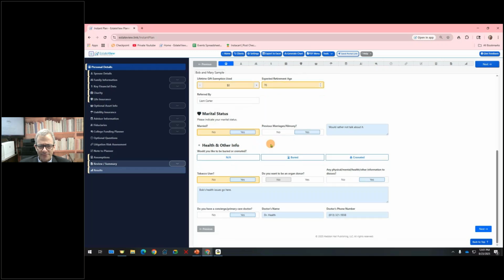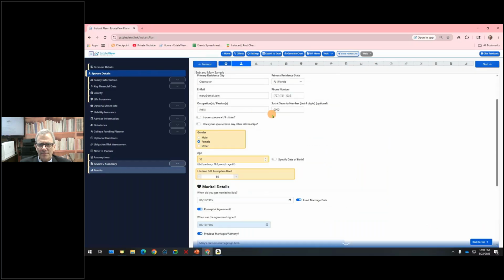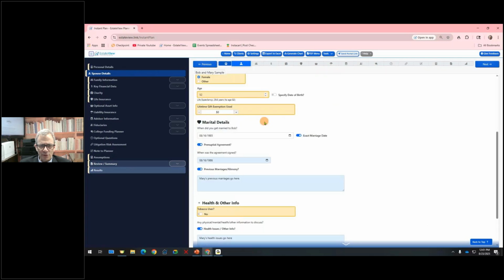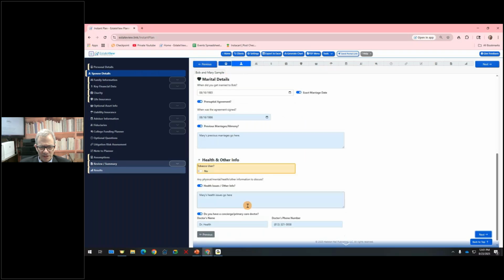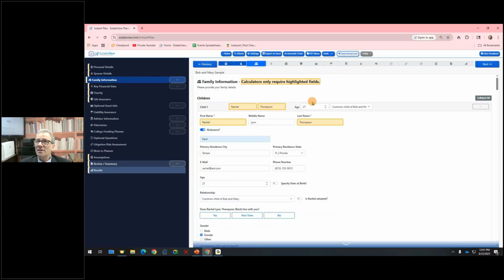He is married. He's a tobacco user, so he's going to have a shorter life expectancy than otherwise. And then we have Mary. She is female. She's age 52, and she's not a tobacco user. And there's a lot of questions here that you would normally ask in a conversation that a client can receive this portal link and fill these questions out, or you can fill them out for them.